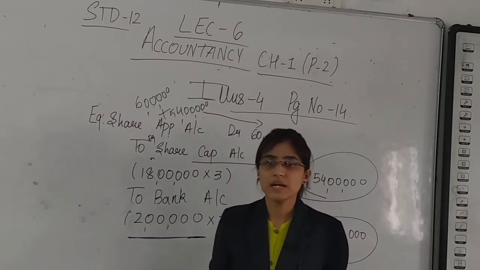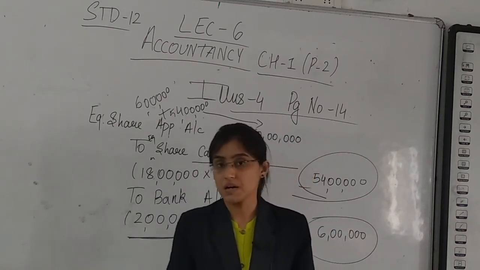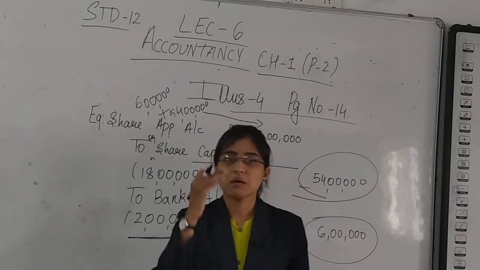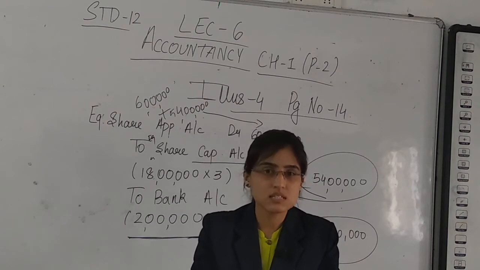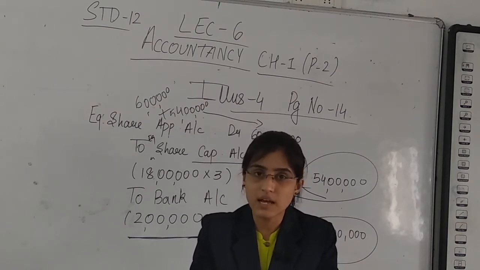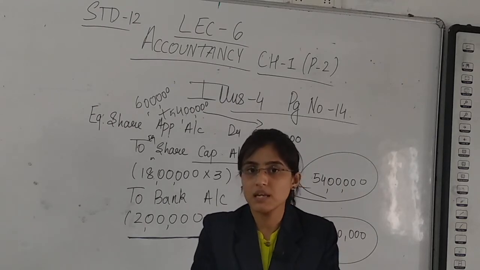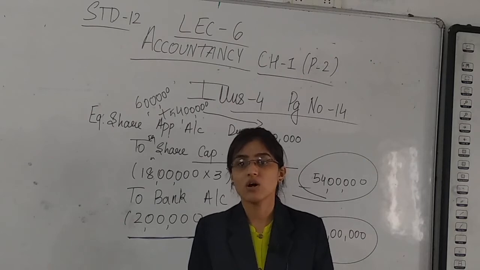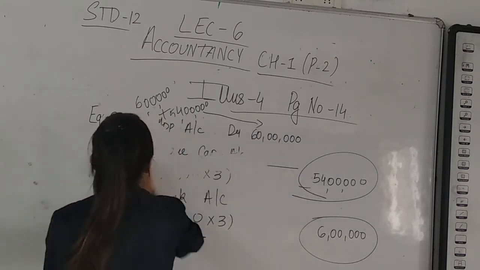So we are completely done with the part of application, which is the next part. It is of allotment. Yes, once the applications are received, shares are allotted, excess shares are rejected and the amount is refunded, then allotment money becomes due. What is the journal entry for allotment money becoming due? The third journal entry.